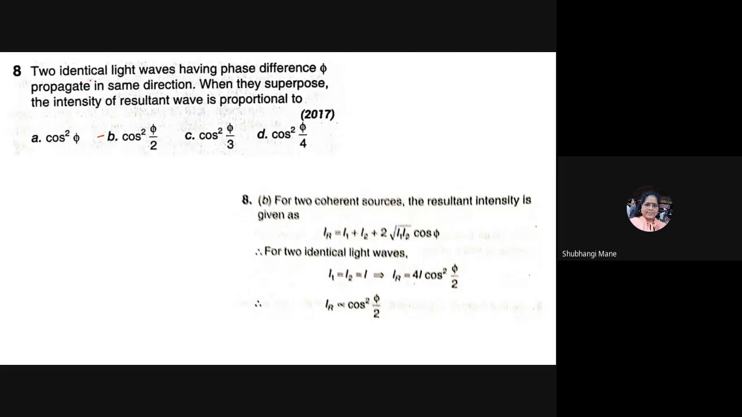Next one. Two identical light waves having phasor difference phi.